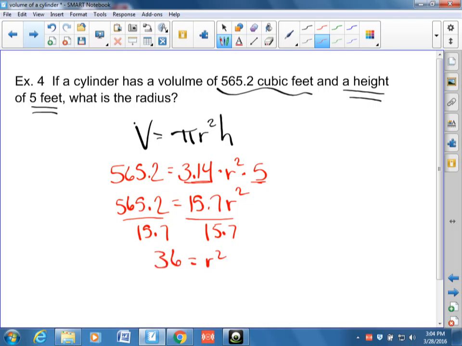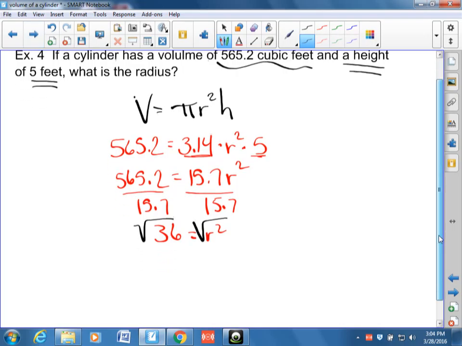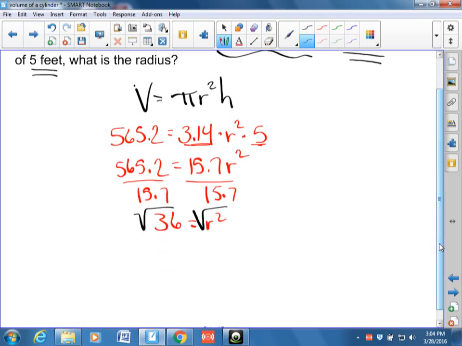Now if you recall, back from when we were working on area of a circle, to go from r squared to r, we need to take the square root of both sides. And I'm hoping that you don't need to use your calculator for this. If you do, you do, I guess. But if you think about it, what number times itself gives you 36? Well, that's going to be 6. And that gives us r.